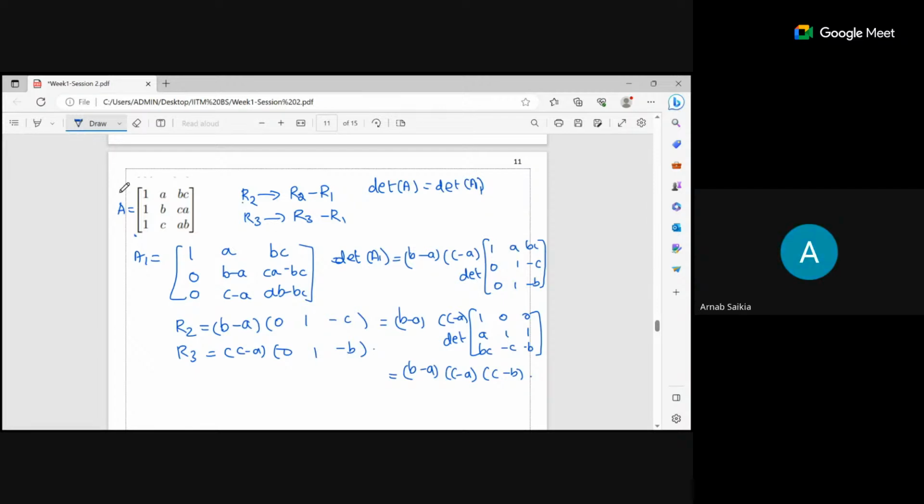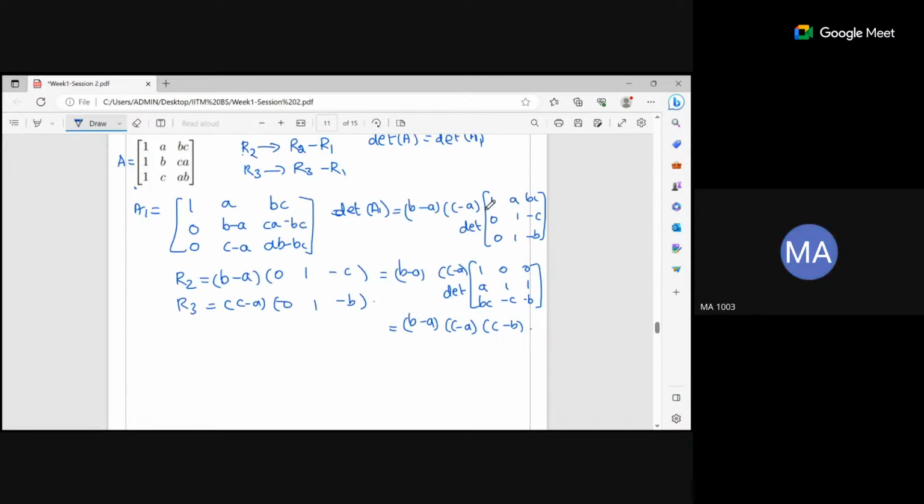Can you explain this step where you multiplied B minus A into 0, 1 minus C, R2 equal to B minus A? How did you get that step? I'm just taking B minus A commonly from this row. Here just 0 is there and here B minus A, and this term CA minus DC. I can take C commonly, and then I get A minus B, and this I can write as minus C times of B minus A. Correct? So I can take B minus A commonly from this row. Similarly, I can take C minus A commonly from this row.